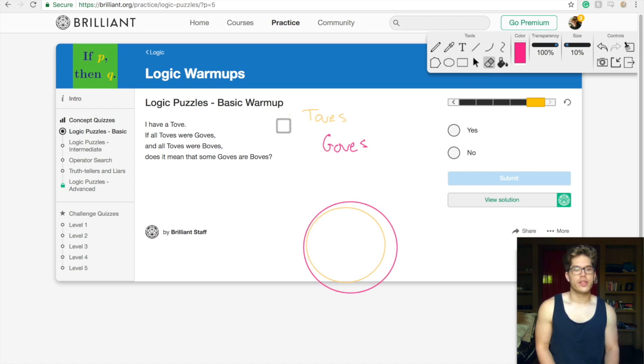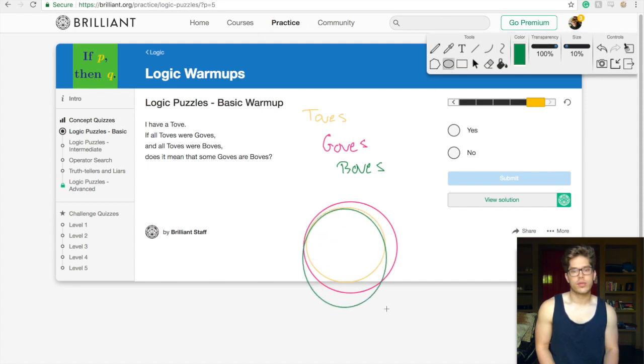And then, what does it say? And all toves were boves. Okay, let's make a boves circle. Does it mean that some goves are boves? Well, absolutely. Some goves are boves, and we can see that because there's definitely overlapping of goves and boves. So, yes.